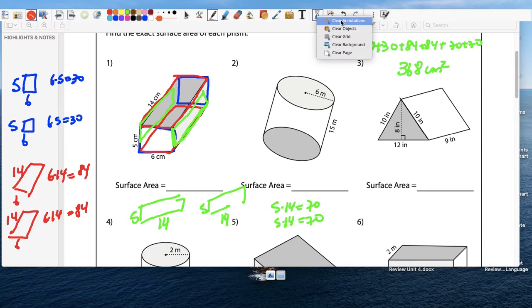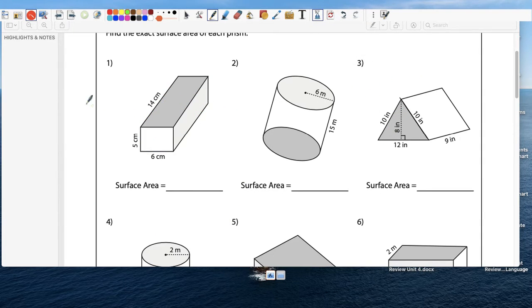Okay. This one, number 3. Let's do the triangle first. So there's 2 triangles. So the base is 12, and the height is 8. So we draw another triangle. Base is 12, height is 8. So both of them, half times base times height. Half times base times 8, and that's 48. We have another one, half times the base, which is 12, times the height. And that's also 48, inches squared.